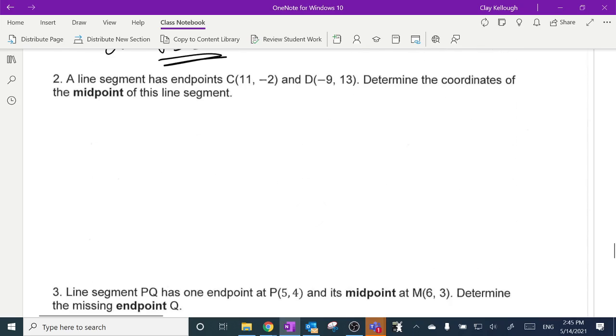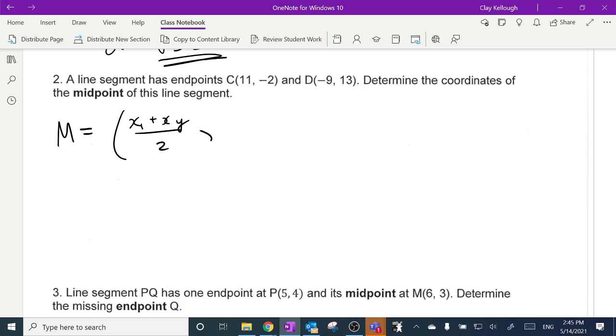All right, now we got a midpoint problem. Midpoint formula is the average of my x coordinates, comma, oops, that's not what I meant to write. There we go. Comma, the average, comma, the average of my y coordinates. Okay, so again, I'll have to label these guys. That's x1, y1. That's x2, y2. So let's average those numbers.